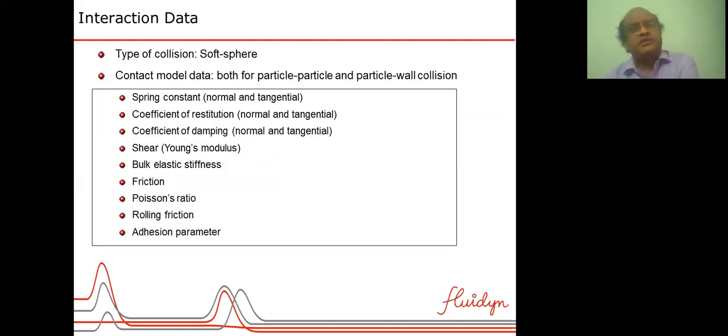So there are various parameters required to model particle-particle or particle-wall collision, such as in the case of a soft sphere approach, the spring constant, which is actually a numerical parameter, and the coefficient of restitution, which determines the loss of momentum during collision, and coefficient of damping and friction, and so on.